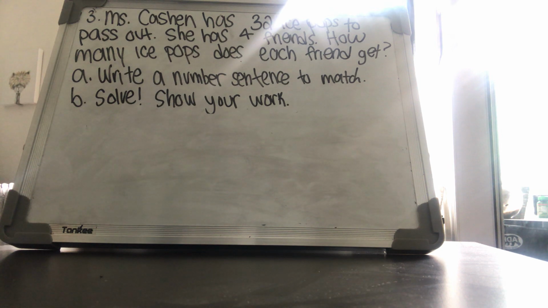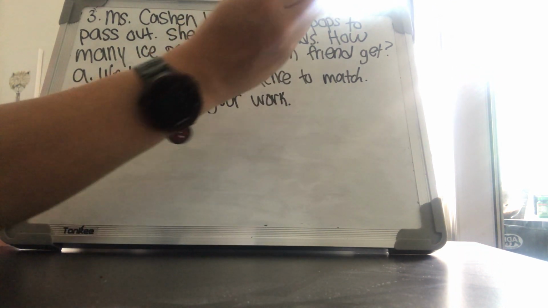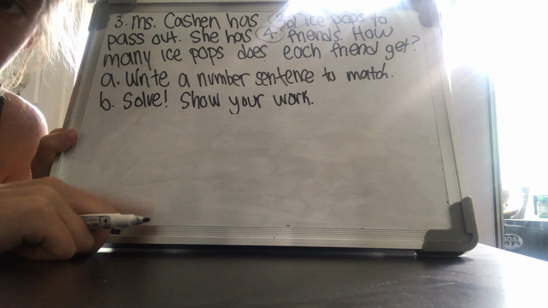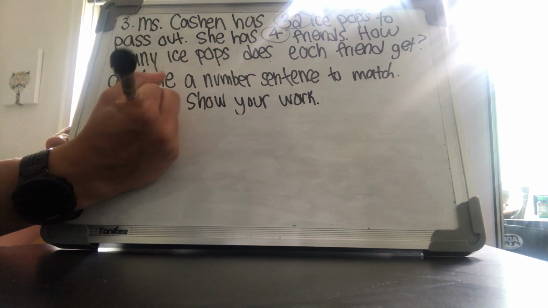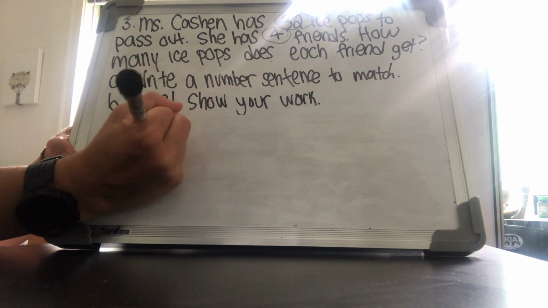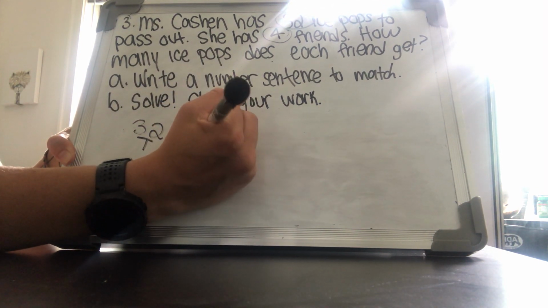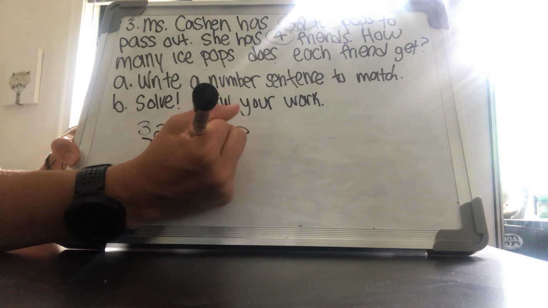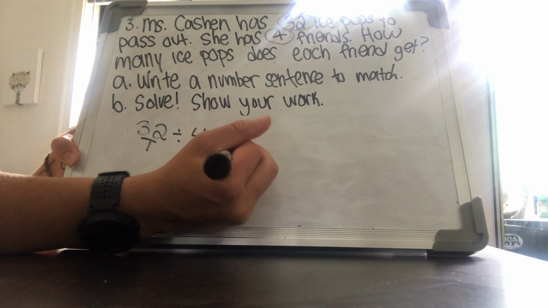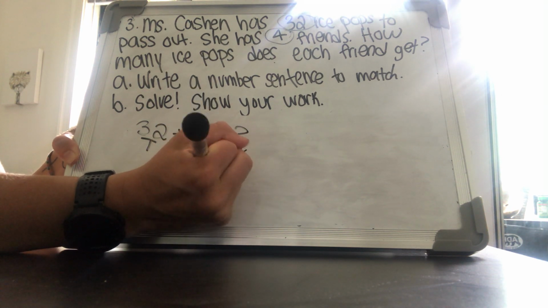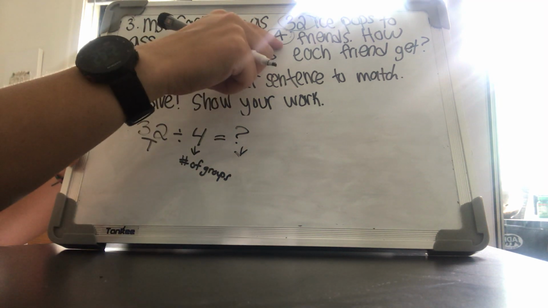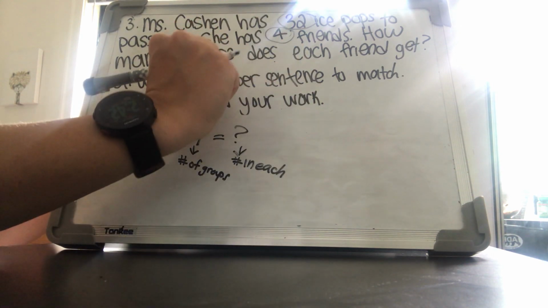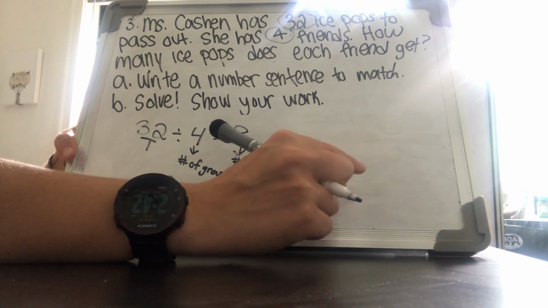Okay. So I know that 32 is my total because that's the number of ice pops I have. I'm going to circle it. And I know that 4 is also important because that's the number of friends I have. Anytime I'm splitting something up into equal groups, it's got to be a division number sentence. So 32, which is my total, divided by 4, because I need to split it into 4 equal groups, equals blank. Now, every time I have a division number sentence, I know that there is a part that is the number in each group and the part that is the number of groups. This 4 is the number of groups because I know that I have 4 friends. This question mark is going to be the number in each. That makes sense because I'm trying to find out how many ice pops each friend got.